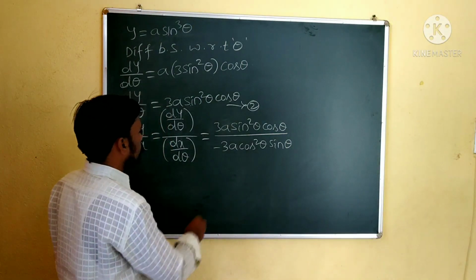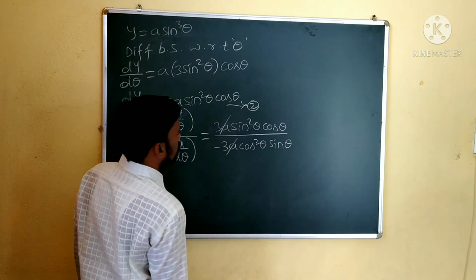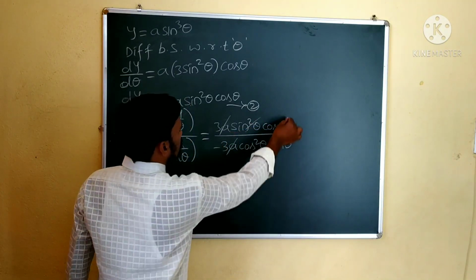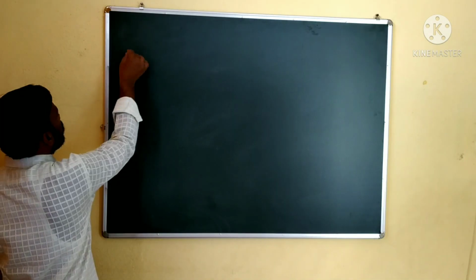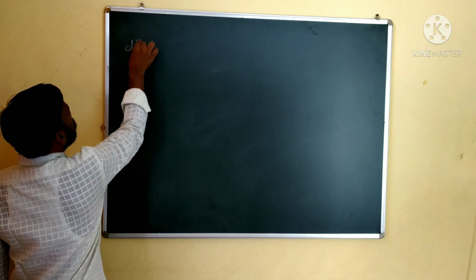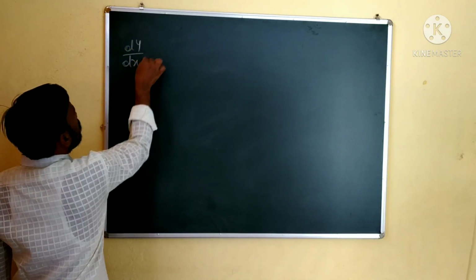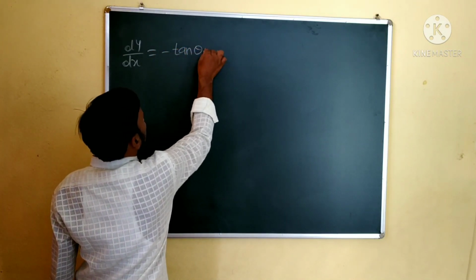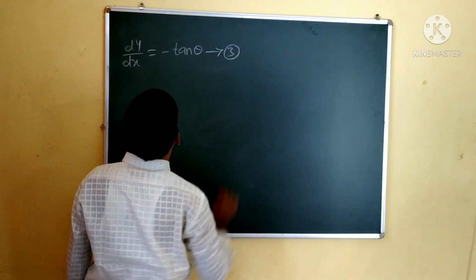Now here 3a gets cancelled. You can even cancel one sin theta and one cos theta. So dy by dx is equal to what did I get? Minus tan theta. So this is equation number 3.